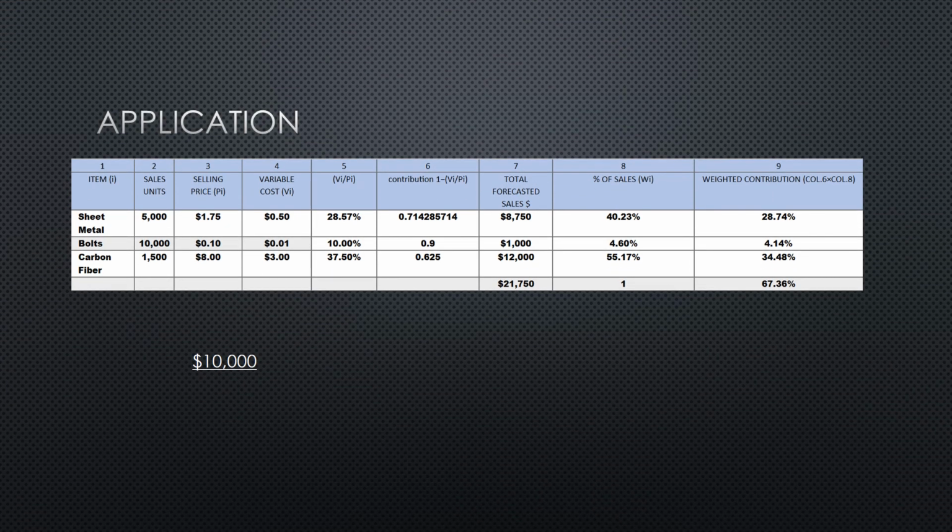For further application, we could use the percentage of sales from each specific product in order to determine how much of each we would be selling at our break-even point. If we took sheet metal's 40.23% and multiplied it by our fixed cost of $10,000, and then divided this number by our selling price of $1.75, we would arrive at 2,299 units. This tells us that at our break-even point, we're selling 2,299 units of sheet metal, which also lets us know that we must determine the exact number of workers and raw materials we need to produce at least this quantity, because this is our break-even point.